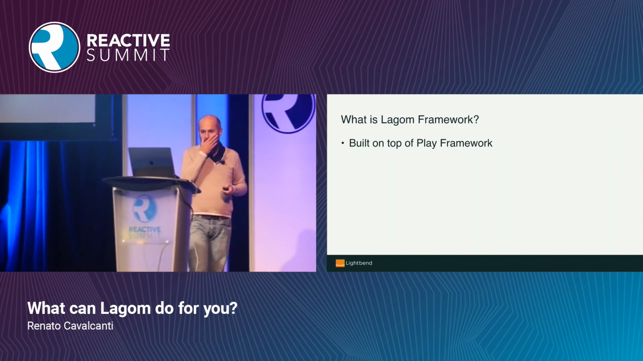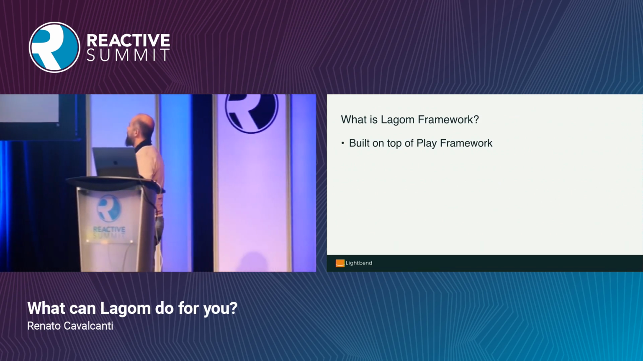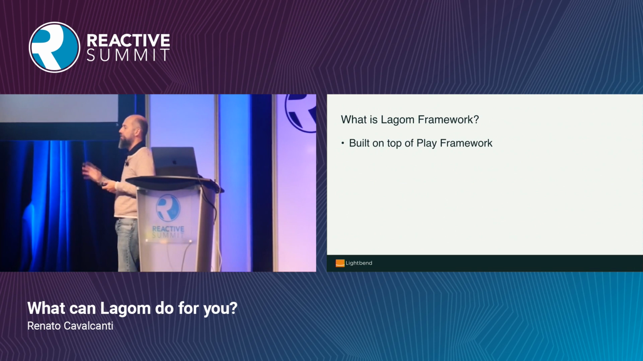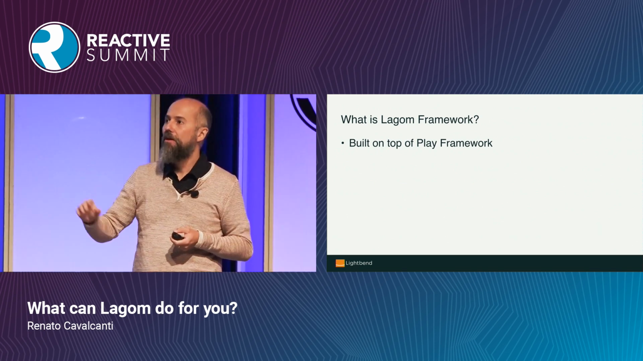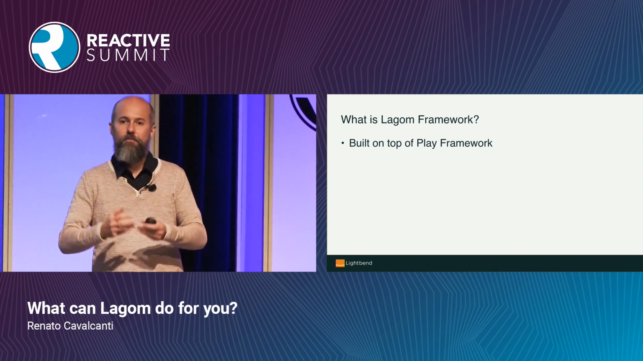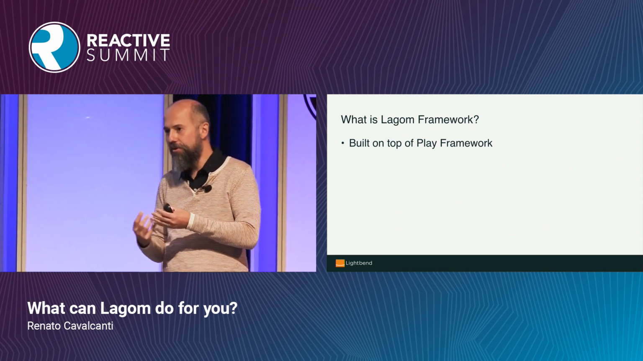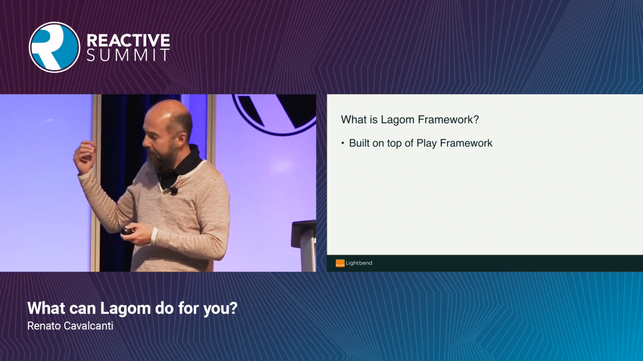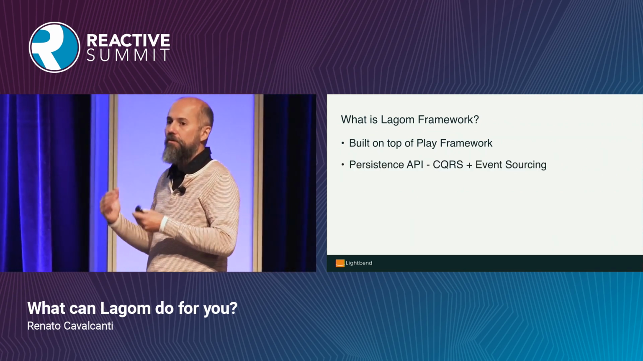So, a little introduction about Lagom. Lagom is a microservice framework built on top of Play. Play framework is a web framework. Usually when you start a Play project, it's one application that you code. In Lagom, you have at least two, because you are building microservices. You don't have a microservice with one service. So you usually have two or more.